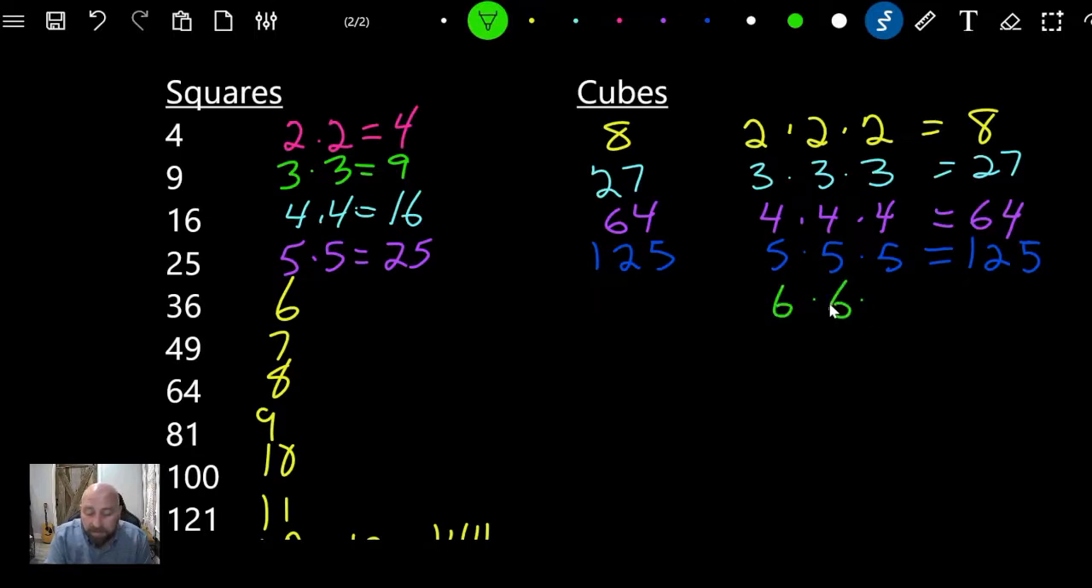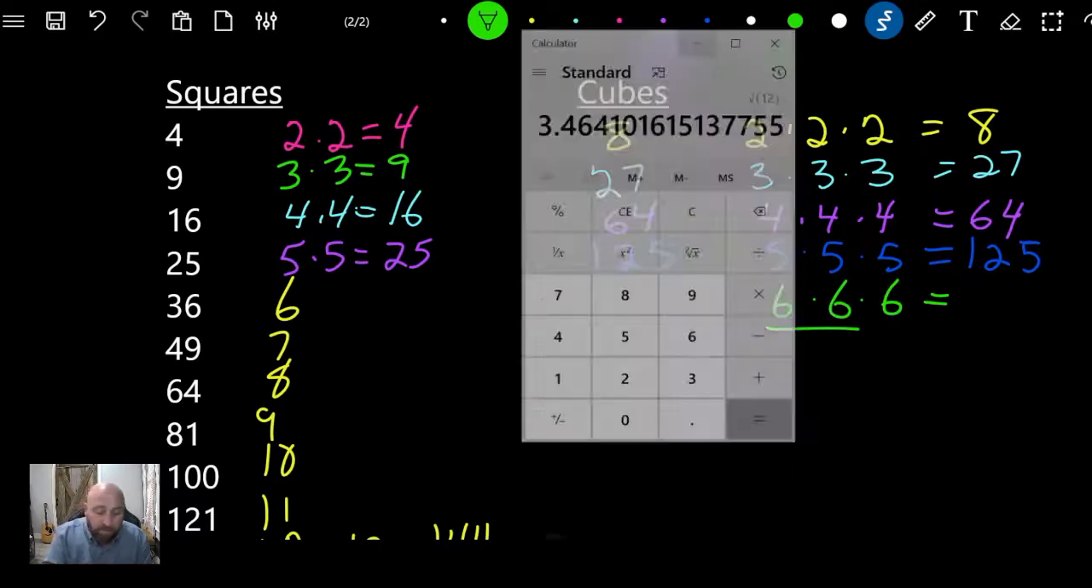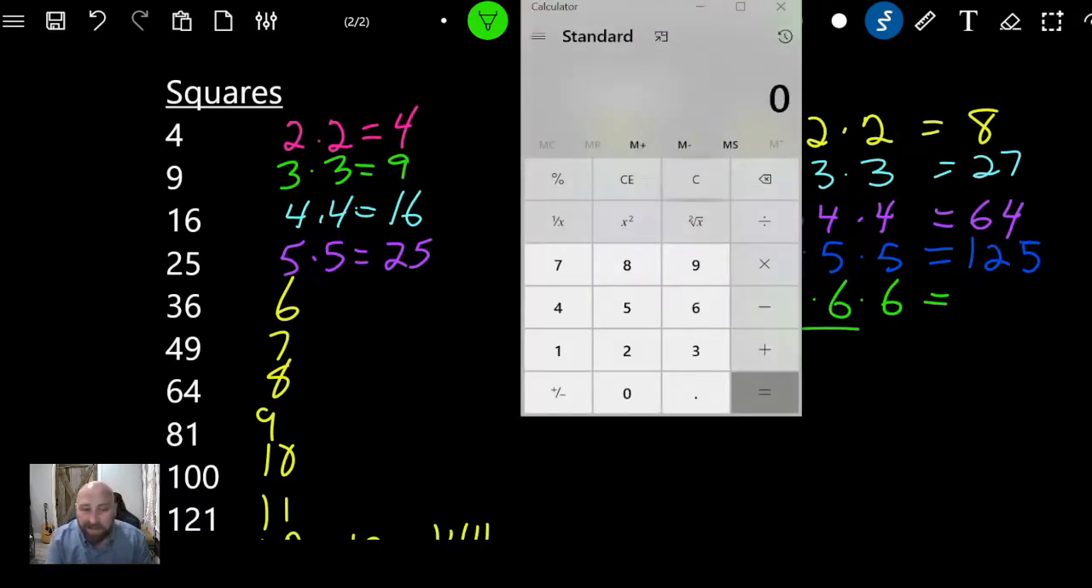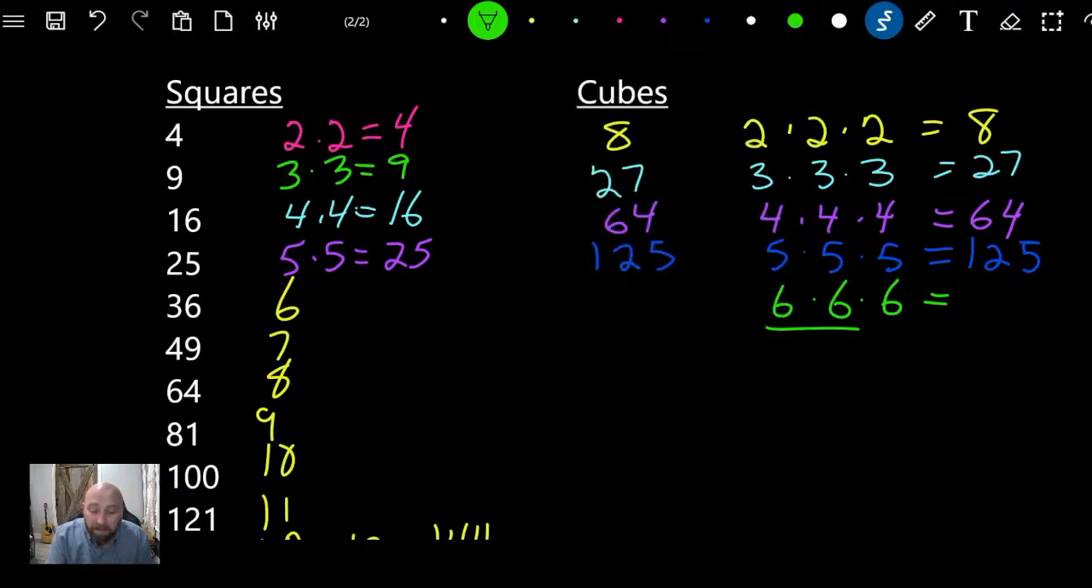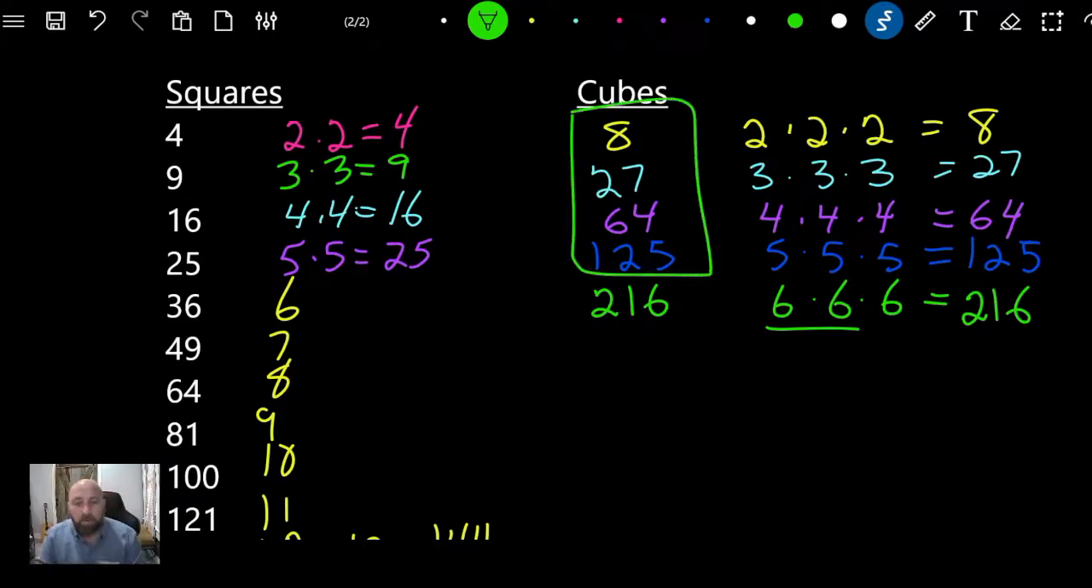6 times 6 times 6 is going to equal what? You can do these ones on a calculator if that saves you a little bit of time. So 6 times 6 times 6, do that 3 times, and that equals 216. I'm not going to force you to memorize that one. 7 times 7 times 7 would be the next one. You really only need to know these first four with the cube.